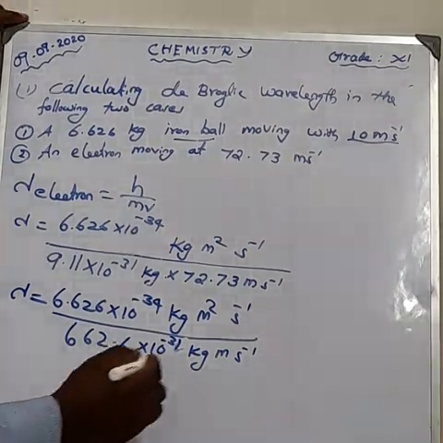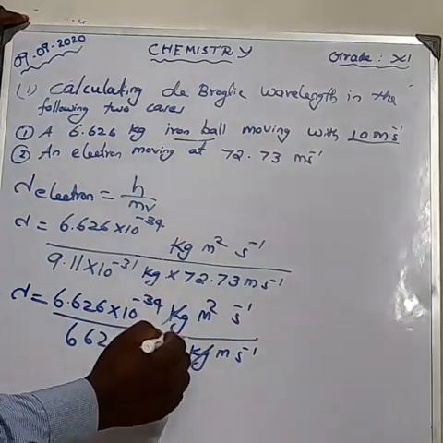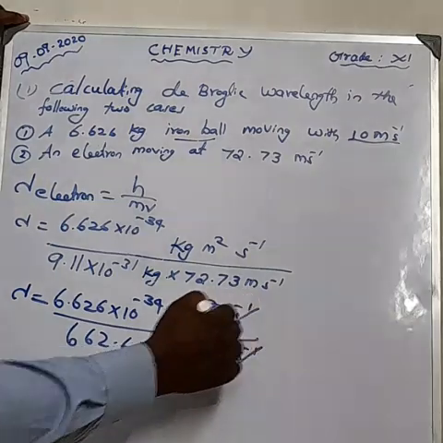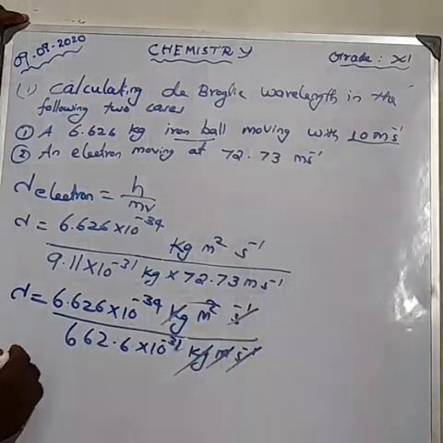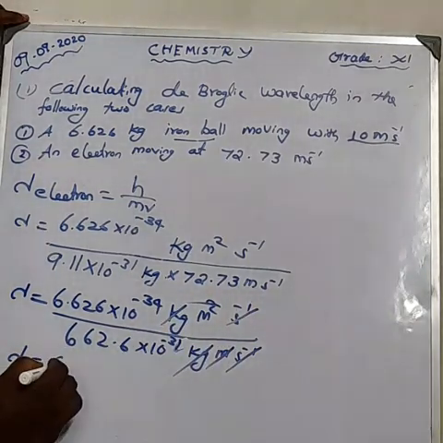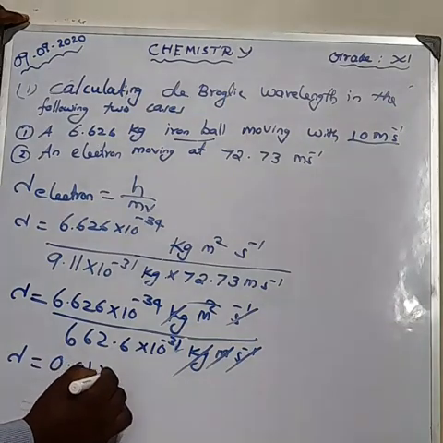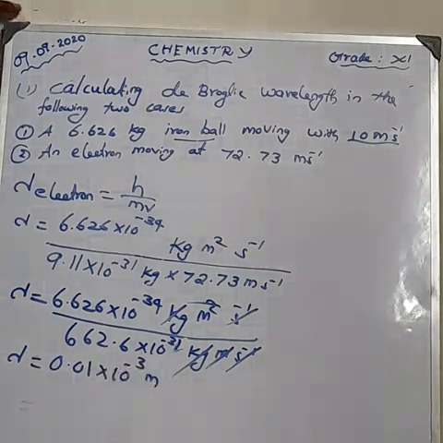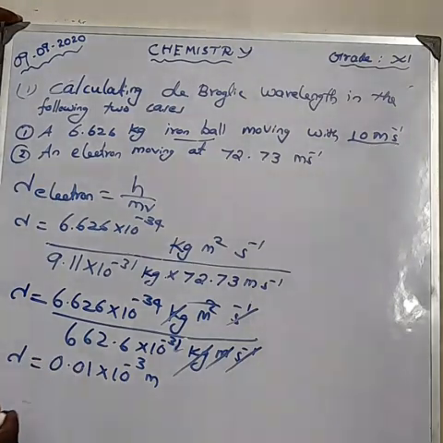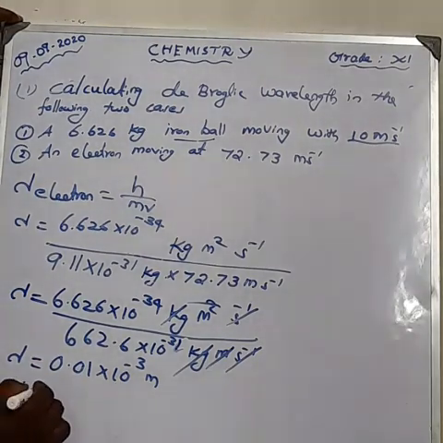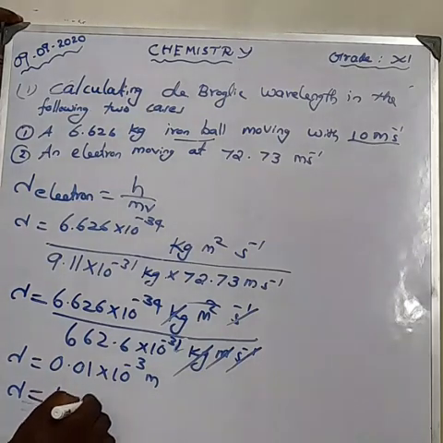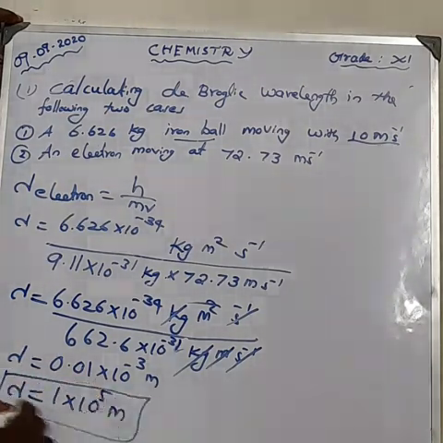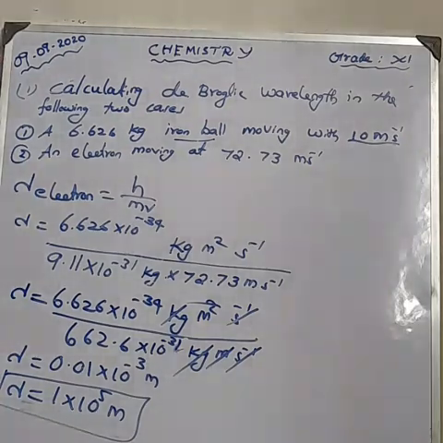Now we are cancelling kilogram, cancelling meter square. So our value is lambda equal to 0.01 into 10 to the power minus 3 meter. Clear? This can be written as lambda is equal to 1 into 10 raised to 5 meter. This is the answer for the electron. Okay?